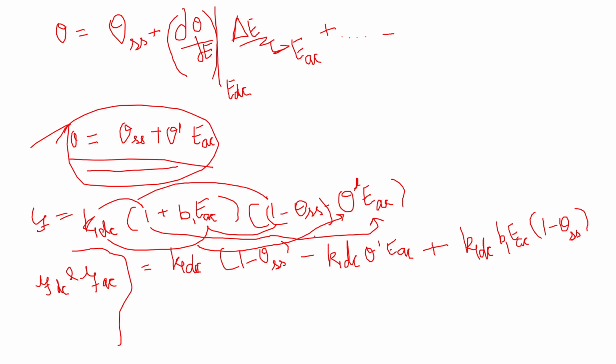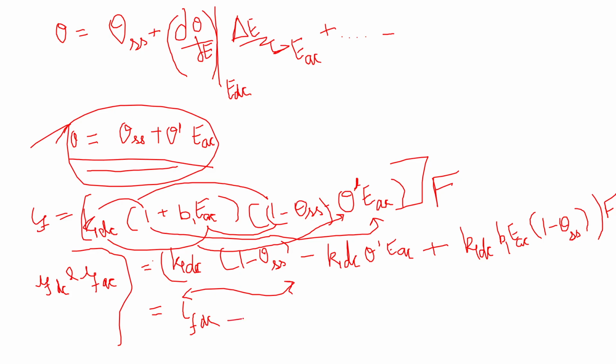So yeah, I forgot to put F. Yes. So if you see the first term, K1 DC into 1 minus theta SS into this F. What is that? That is IFDC. K1 DC, 1 minus theta SS into F. This much is IFDC. So what is IFAC? IFAC is nothing but, I'm taking this K1 DC also out.